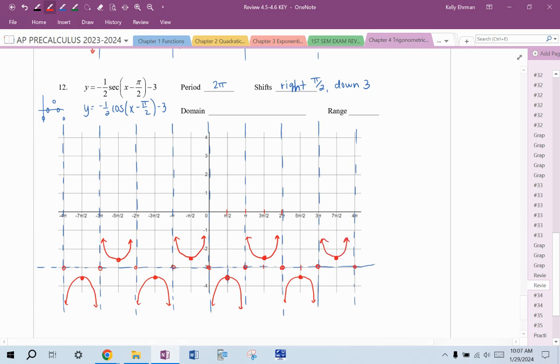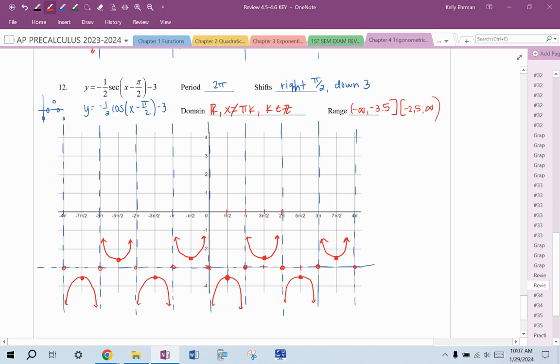And then what's our domain? All reals, x is not equal to, so it looks like they're at every pi. 0, pi, 2 pi, 3 pi, 4 pi. So that's easy. That's pi k. K has to be an integer. And the range is negative infinity up to, now what is this? This is negative 3.5, so be careful there. And then this is negative 2.5 up to infinity.